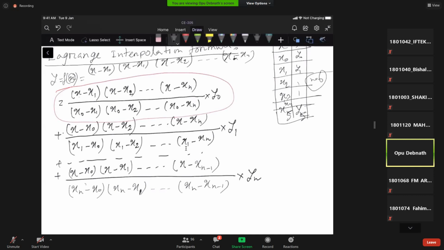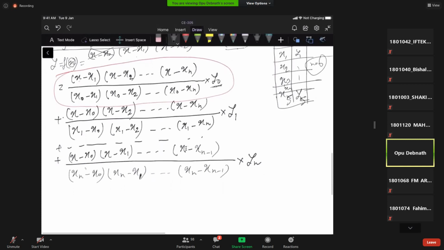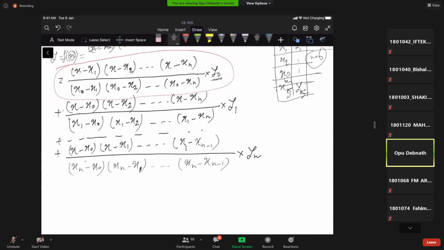Okay, so if you go for the zero order, that means y0 corresponding, so simply these terms will be removed. That means if you write the first terms, for y0 there will be no x0, this is eliminated, so you will write x minus x1, x minus x2, x minus x3 and up to x minus xn. And in the lower portion simply replace the x with x0, that means you are writing for y0, so this x will be x0, this x will be x0, this will be x0. Okay, clear.